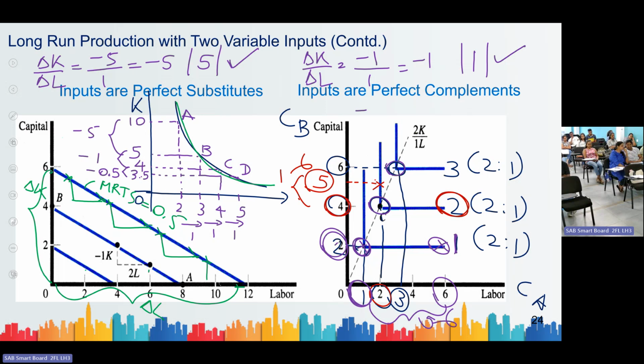That is about different shapes of isoquants. These are different shapes of isoquants. Here, the inputs are perfectly substitutable. Here, the inputs are perfect complements. Here, the inputs are imperfect substitutes.